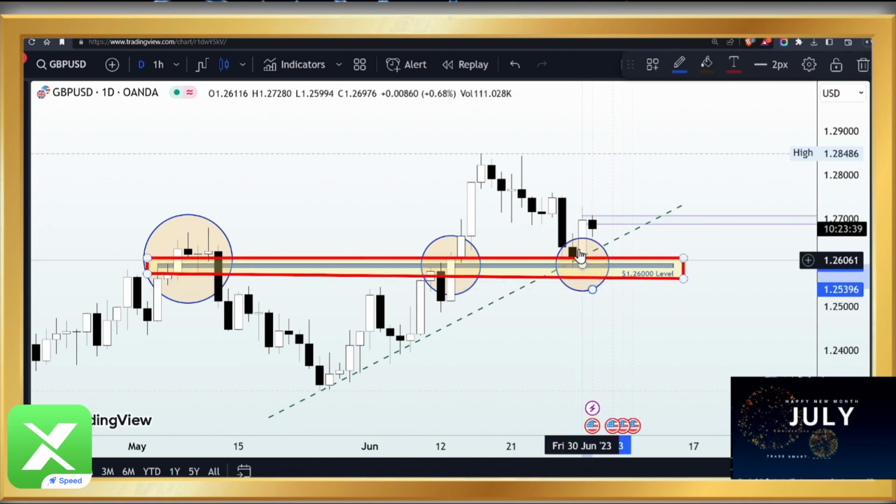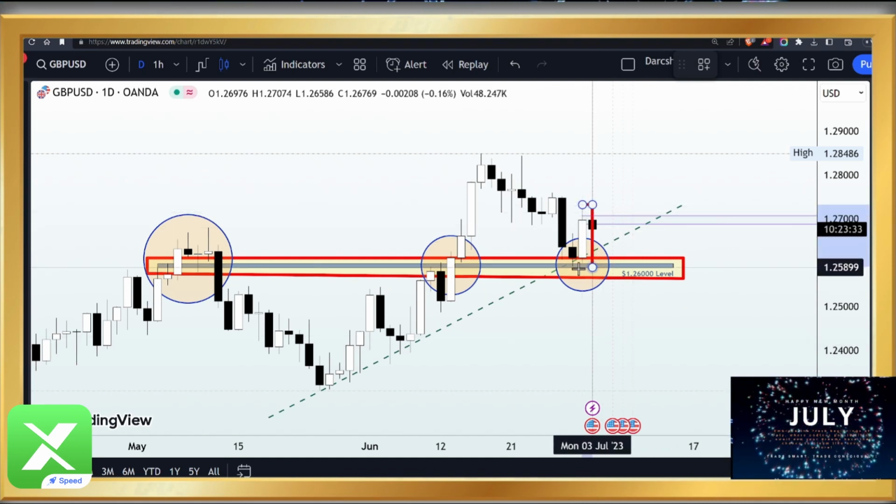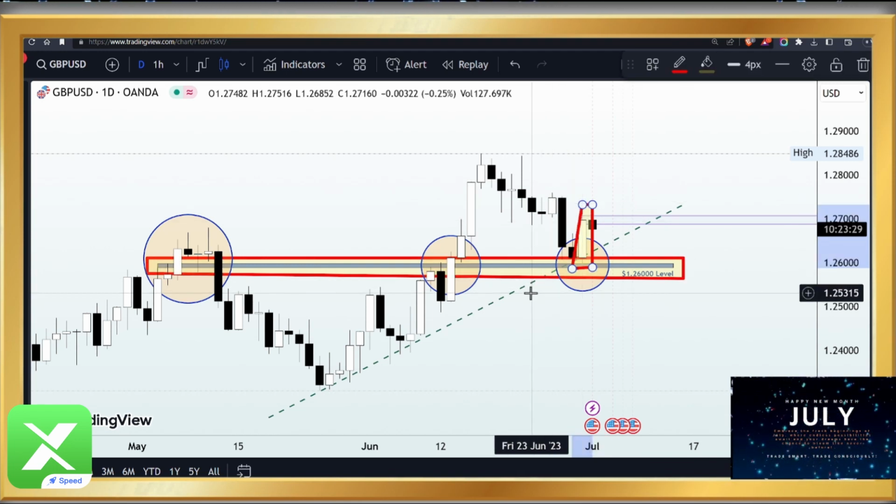And on the last trading day of last month, we saw price come back into the 1.26 area. And what happened from that area was an interesting engulfing bullish candle springing out from that structure, giving us a clue that buyers are present around that area.